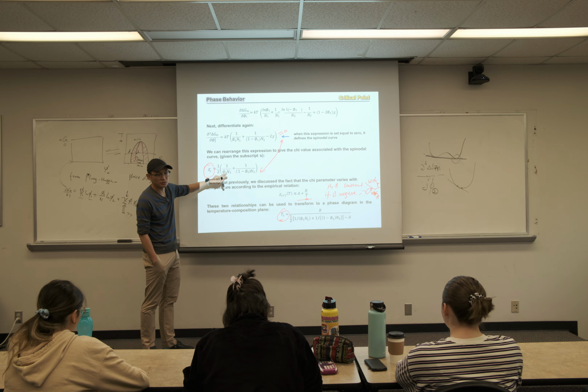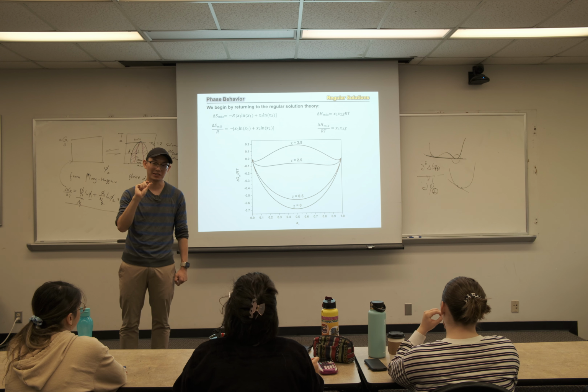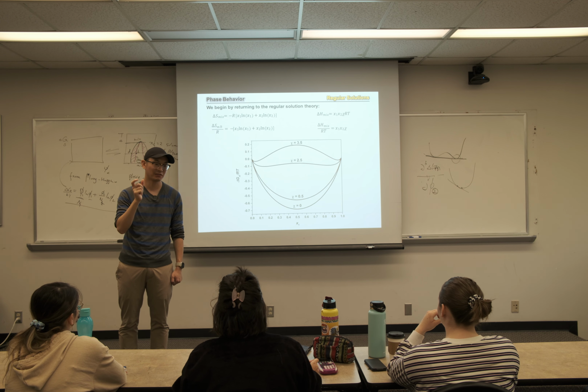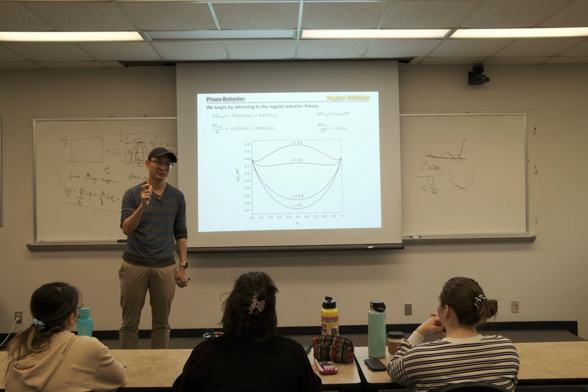So in order to get those wells, which lead to the phase separation behavior, you have to have a chi greater than 2. That's what we are talking about: what is the critical value of chi we need in order for the system to have the ability to phase separate?